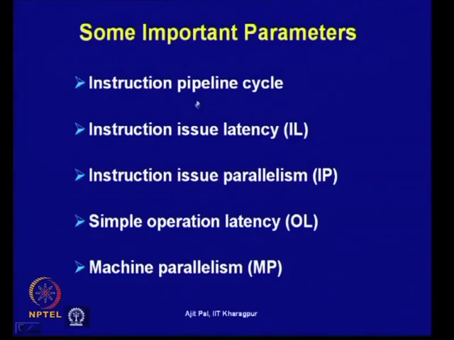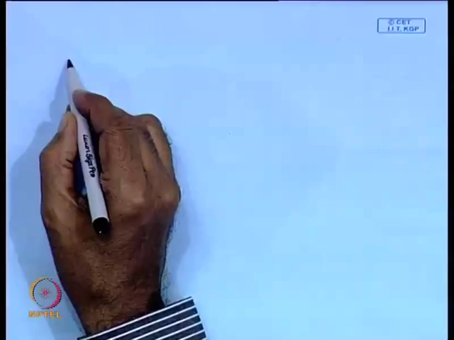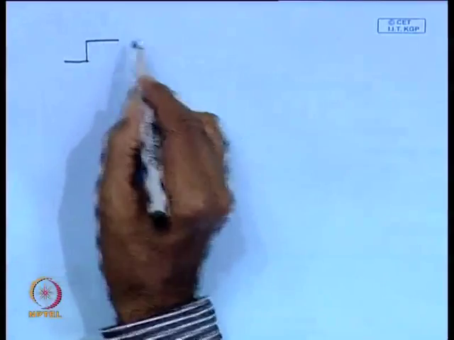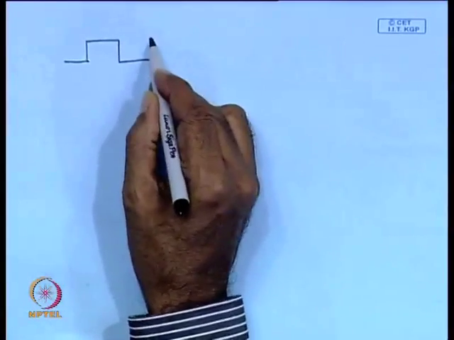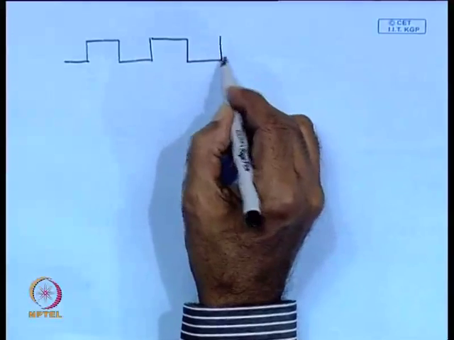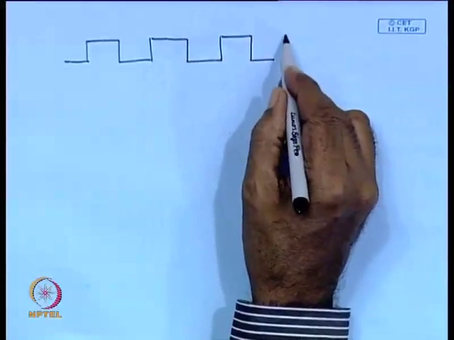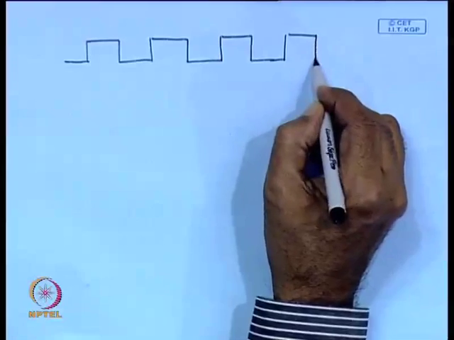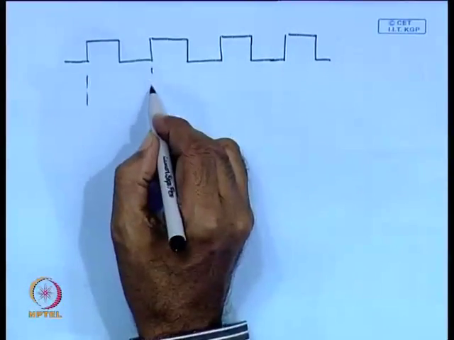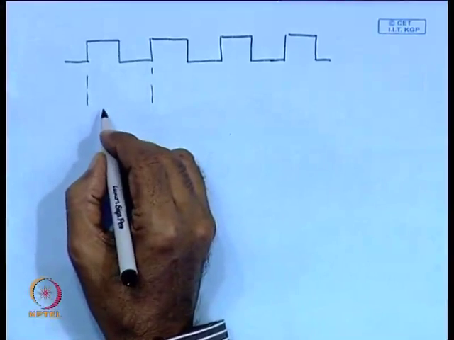And before I proceed, here are some important parameters I should tell you. Number one is instruction pipeline cycle. Instruction pipeline cycle essentially tells you the cycle time. That means, we have seen that the machine is controlled by a clock, and whenever you do pipelining, the clock frequency increases and cycle time reduces. So, this is the instruction pipeline cycle.